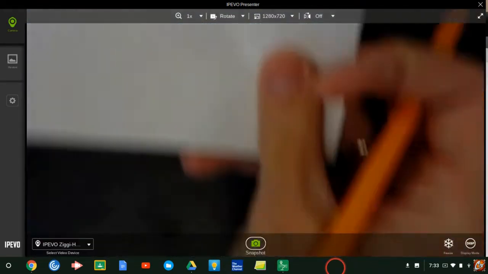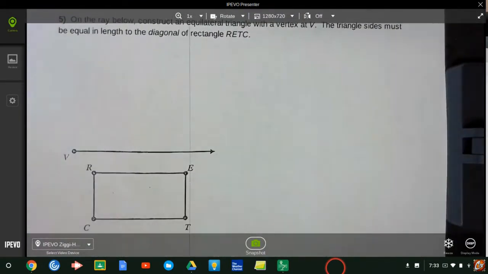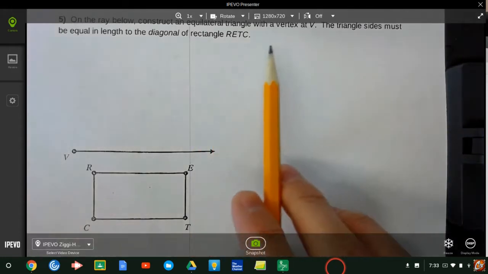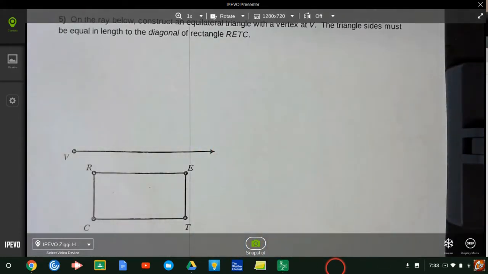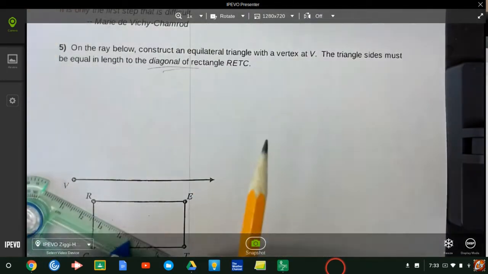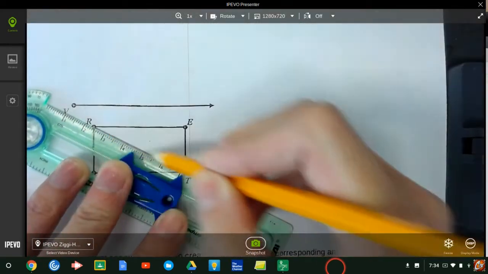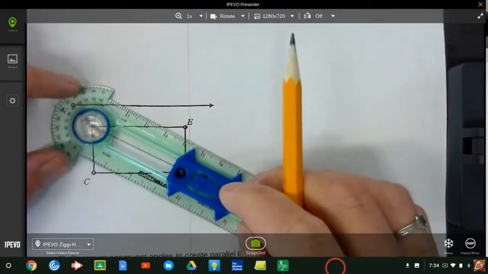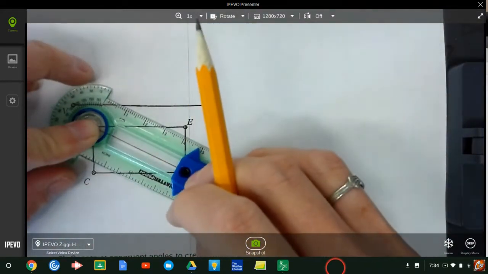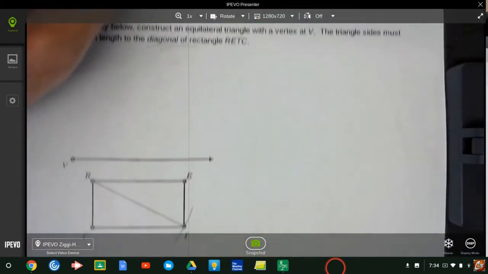Okay, one more problem to work with. This one's a little trickier. Construct a ray below for this equilateral triangle. On this ray, construct an equilateral triangle with vertex V. The sides must be equal to the diagonal. Okay, so I need to get the length of a diagonal. The diagonal is from one corner to the other. So I need that length. So from R to T is that length. That's the length I'm going to be using on my triangle.